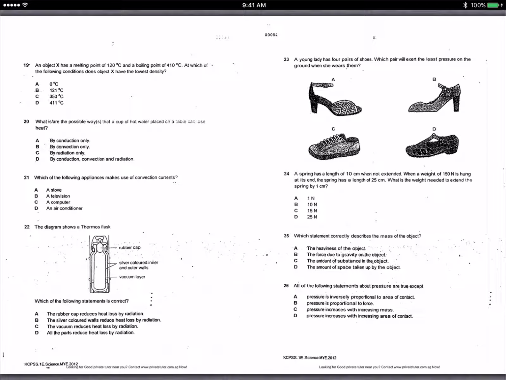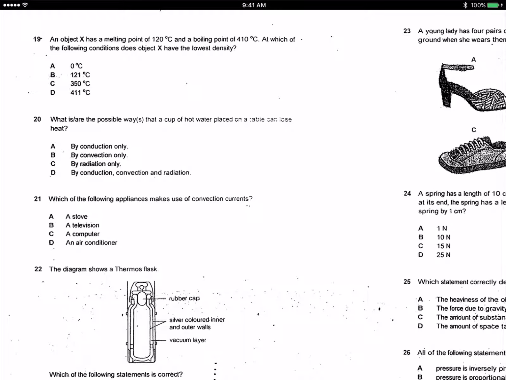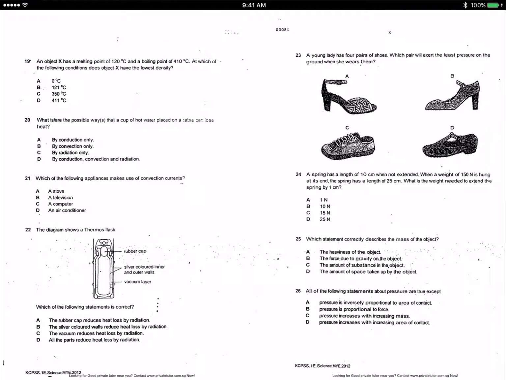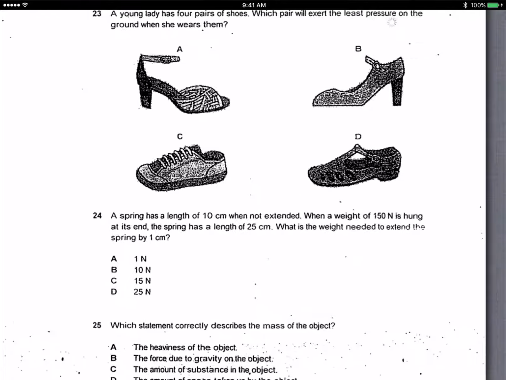Next one. Any more after that? 19? Nope. 20? Which question do you all do until? 17, okay. Now 20 onwards is physics. This is on heat, conduction, convection, radiation. I don't think anyone is tested. Okay? So we're gonna skip the conduction, convection, and radiation, all the way until question 23.